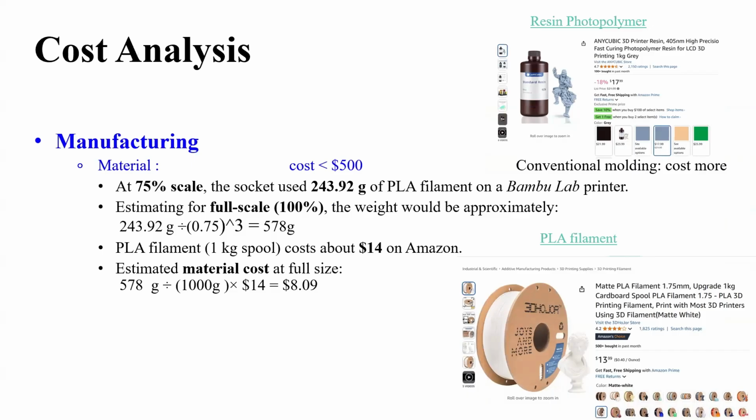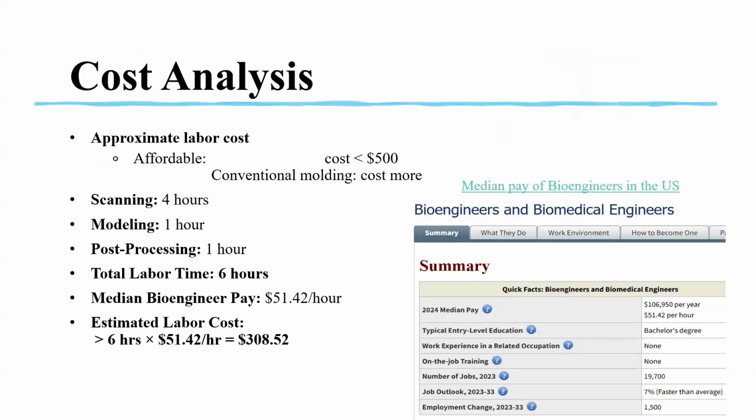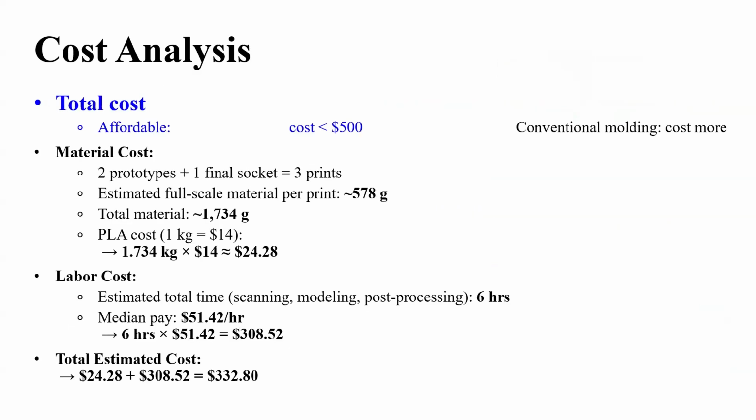From the cost analysis, when manufacturing the socket, it takes about $14 to actually print one socket. It's pretty great because the whole purpose is to stay below 500. And in the cost analysis, we need to factor in labor and to know how much it takes. We need to know how much a bioengineer makes, which is about $51.42 an hour. So labor would be close to $300 for 6 hours of work, approximately. So the total cost would be about $332 to make the socket.